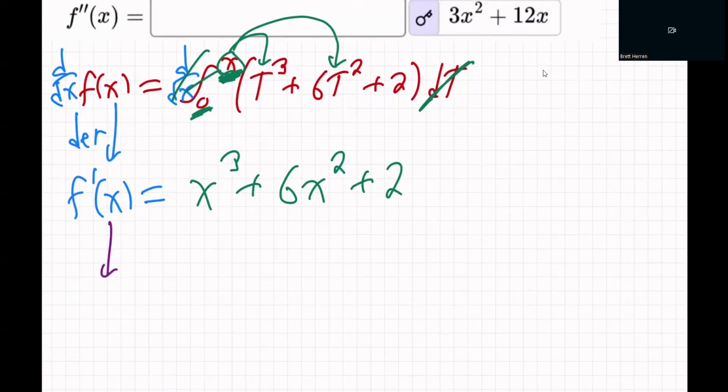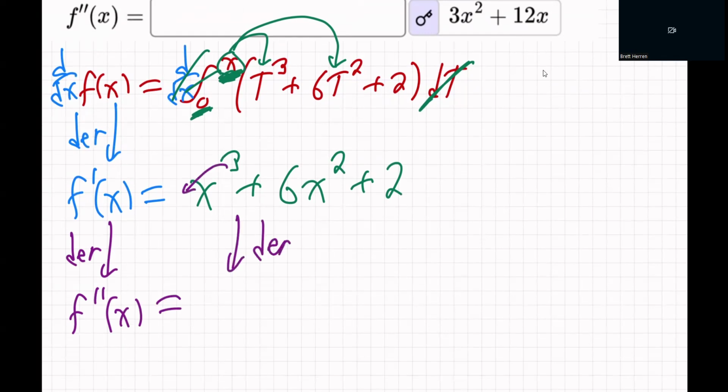Okay, but now we need another derivative because they're asking us for the second derivative. So now what are we going to do? Well, we're going to take the derivative again. So you know how to do this. It's just that there's no more integral there now. You see the difference? This will just be 3x squared.